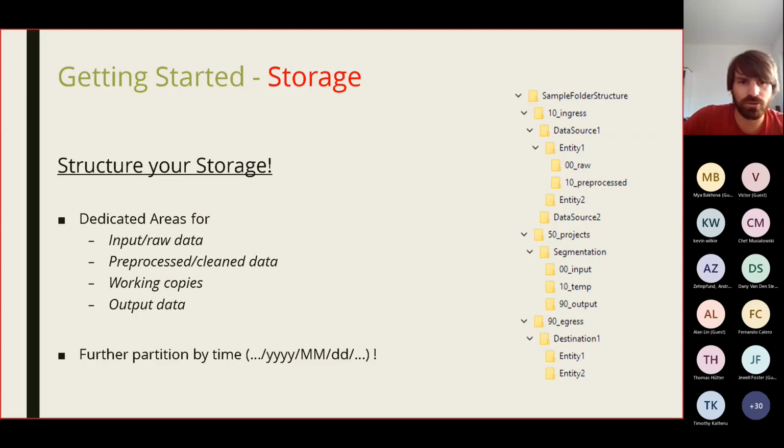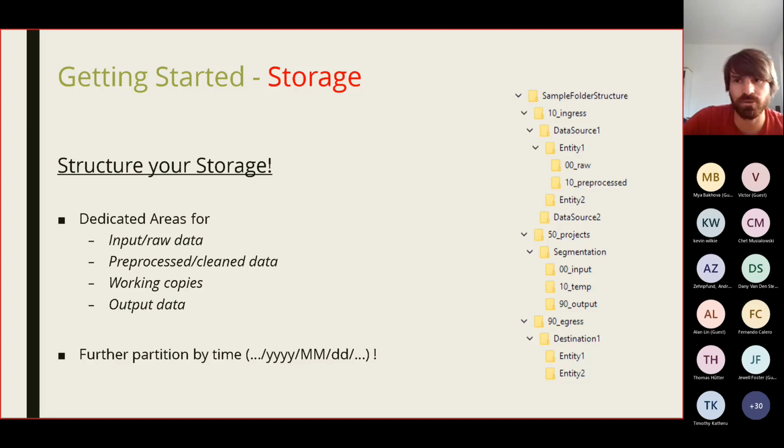Then you may want to have a dedicated area for your working copies for the project that you're working on at the moment, without interfering with any other projects and use cases. And a dedicated place where you want to store your results or your output data. So that's the main areas, and within those main areas, you will have further subfolders.